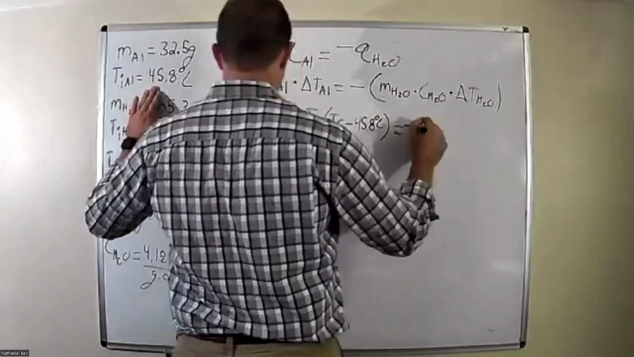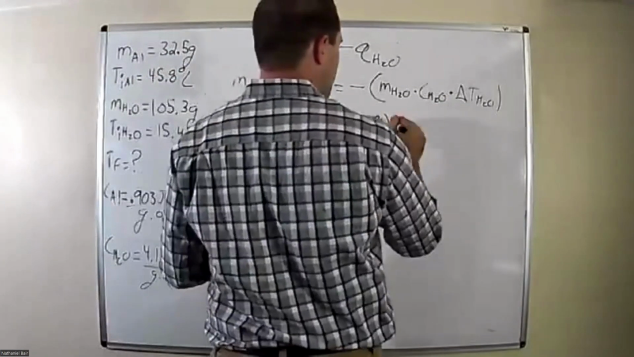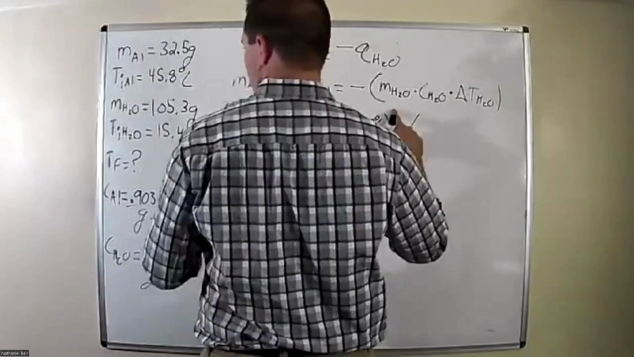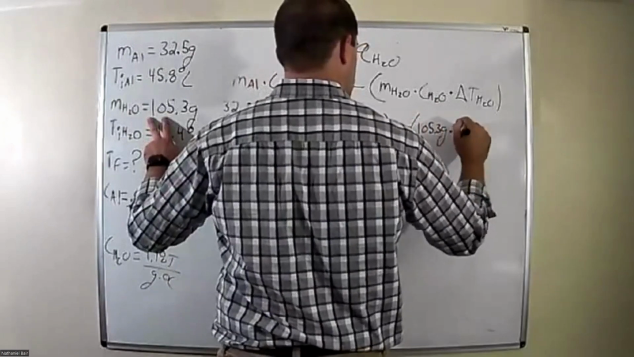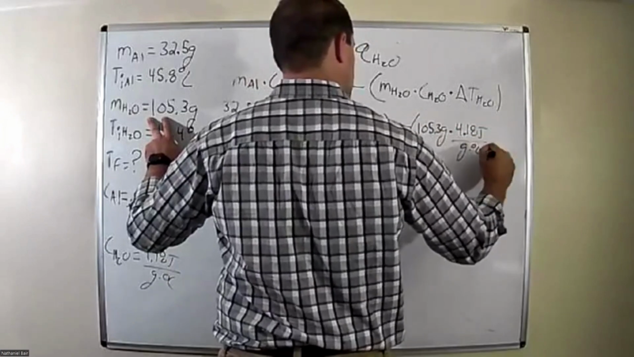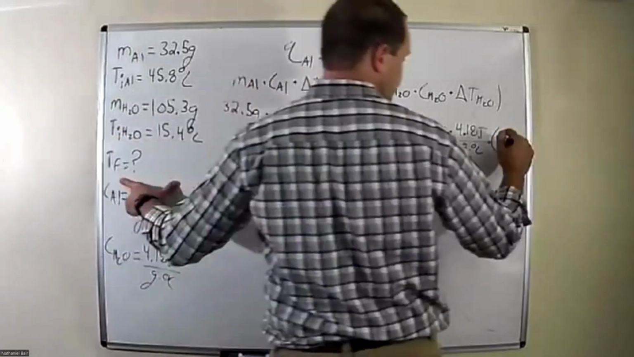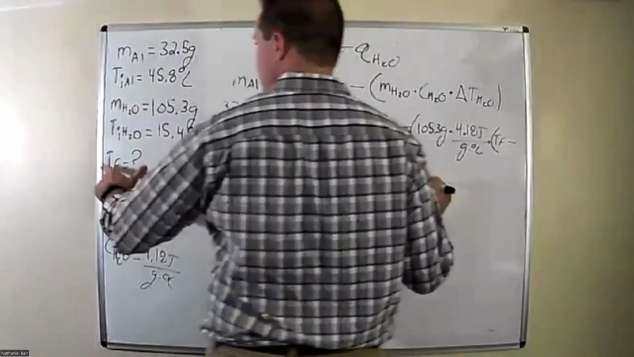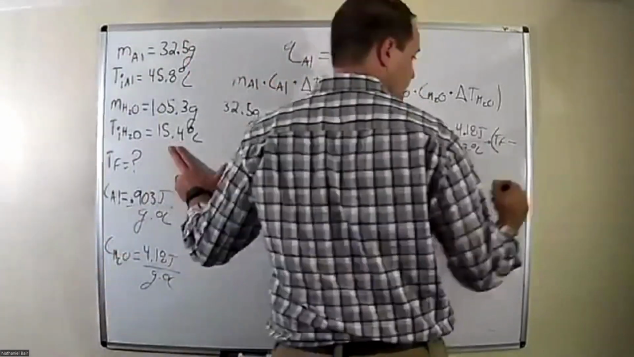That's going to equal negative, uh-oh, I'm out of room. This is not going to be pretty. That's going to equal negative quantity mass of the water, 105.3 grams, times specific heat capacity of the water, 4.18 joules per gram times degrees C, times the change in temperature of the water, which is going to be T final minus the initial temperature of the water, which the initial temperature of the water was 15.4.